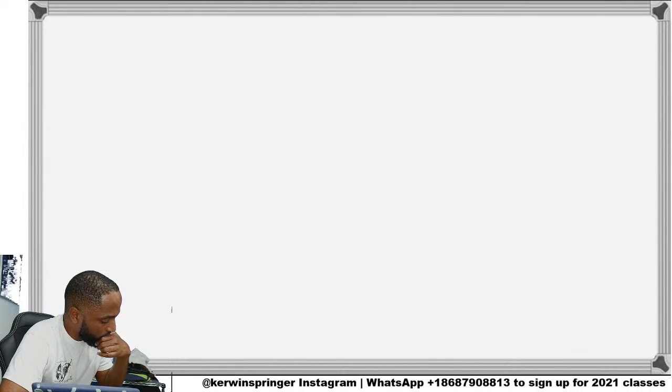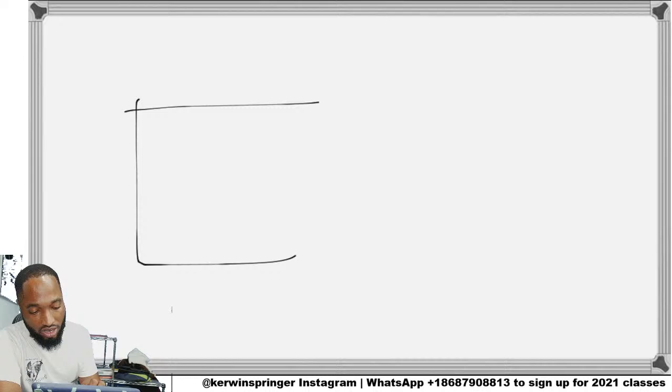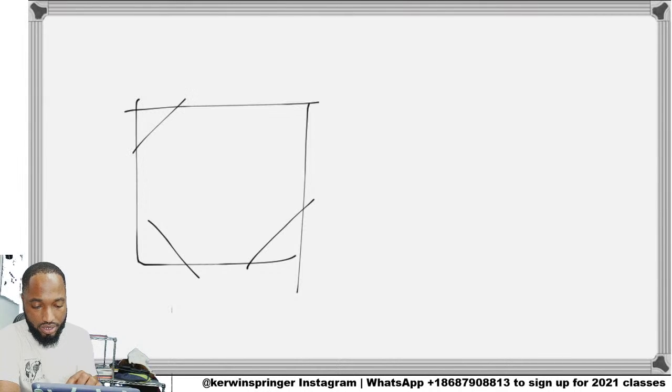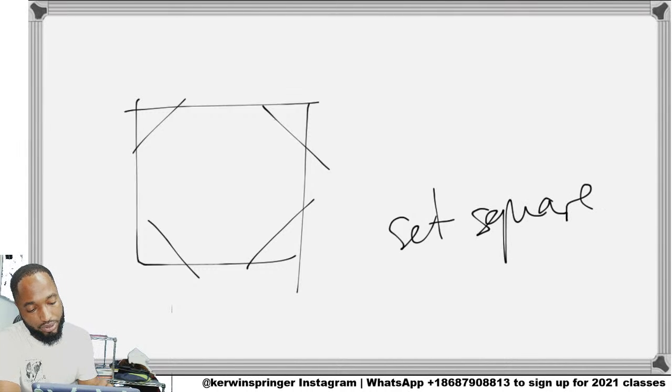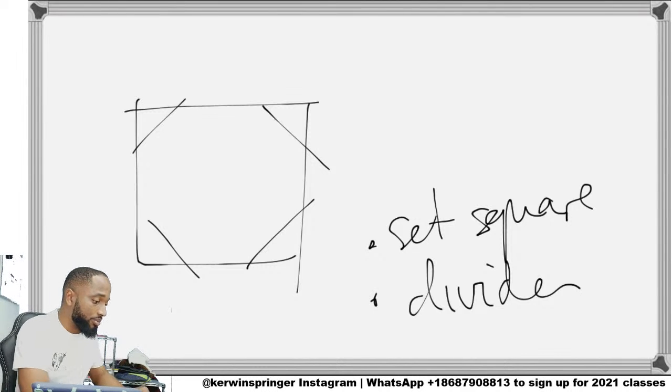How do you go from a square to an octagon, the biggest octagon inside the square? You can do it with a set square. Octagon, right? You can do it with a set square and a divider or a compass. I think it's easy with a divider. Set square and divider. Next.